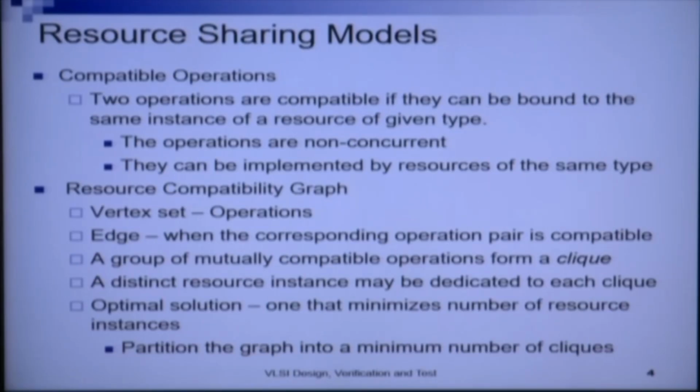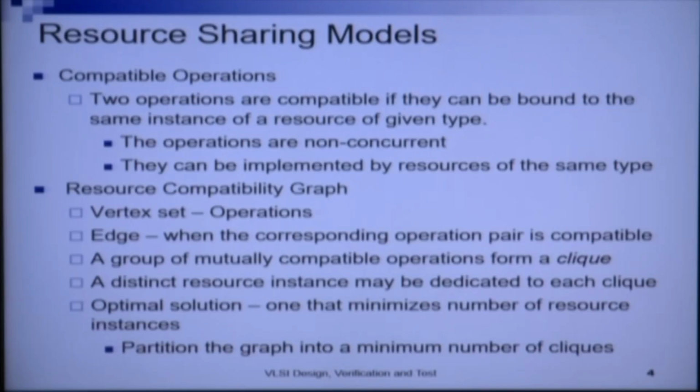A group of mutually compatible operations then form a clique. Here, what is a clique? A clique is a maximal complete subgraph. So, a set of mutually compatible operations form a clique or a complete subgraph. Why? Because all these operations will be connected by edges between each other. And why is that so? Because all these operations are mutually compatible. Neither of these operations are scheduled at the same time step, and the same functional unit type can be used to execute all the operations in this clique. A distinct resource instance can be dedicated to each clique.